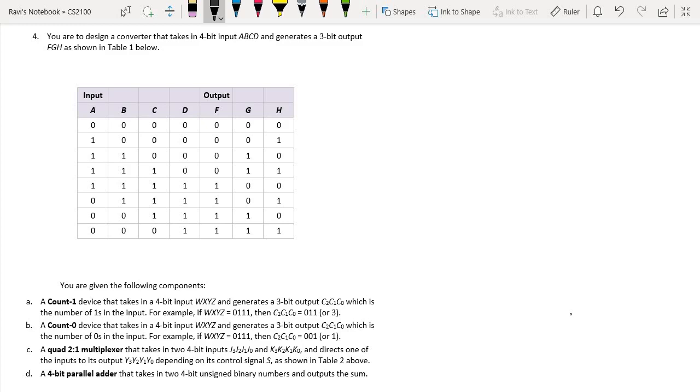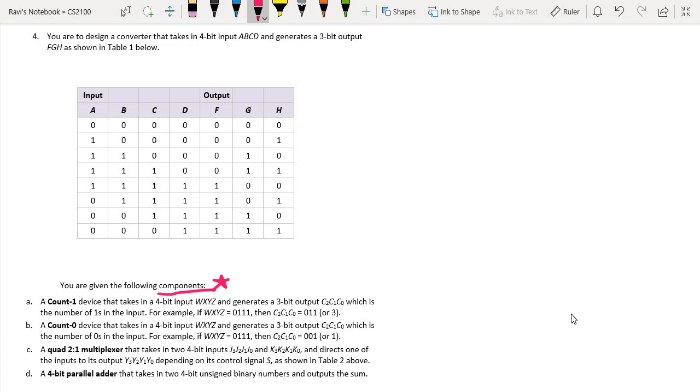So that is where the components that are given play a part. Why? Because that is itself a hint on how you should be thinking towards solving this problem. You can see that we are given two counting devices to count zeros and to count ones. So that itself gives you a hint on how we should approach this question. That means we should look at the relationship between the input and output in terms of the number of ones or the number of zeros.